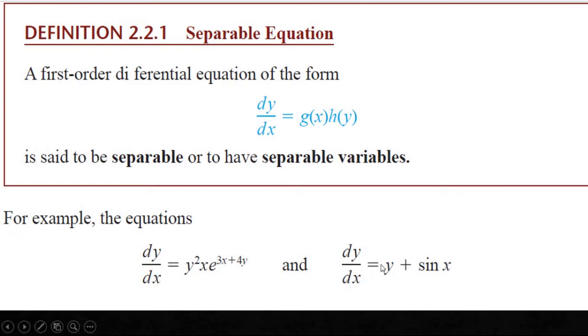Second example, here dy over dx is equal to y plus sine x. It is clear that we cannot write this differential equation in the form g(x) multiplied by h(y), because here we have a sum of functions, and we can't write it as a multiplication of two functions such that one depends on x and the second depends on y. So this second equation is not a separable differential equation.